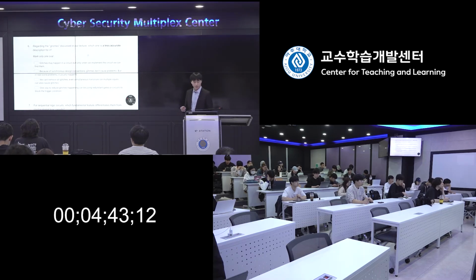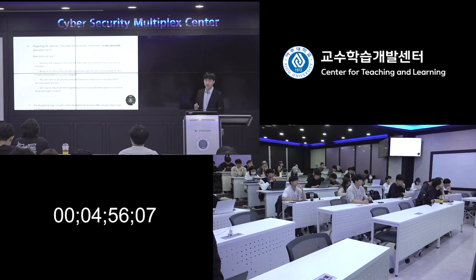The second question, regarding the glitches discussed in our lecture: which one is the less accurate description? Similarly, less accurate means that it's not correct. So the first one is not correct. It says glitches may happen in a circuit, but we can only find them when we implement the circuit. This is not accurate because we can use simulation on a computer to test the circuit before we make a real circuit.